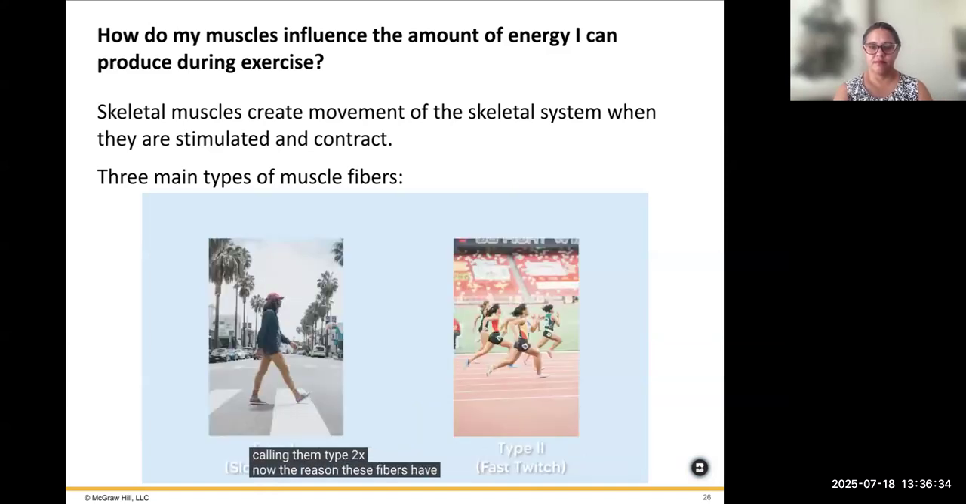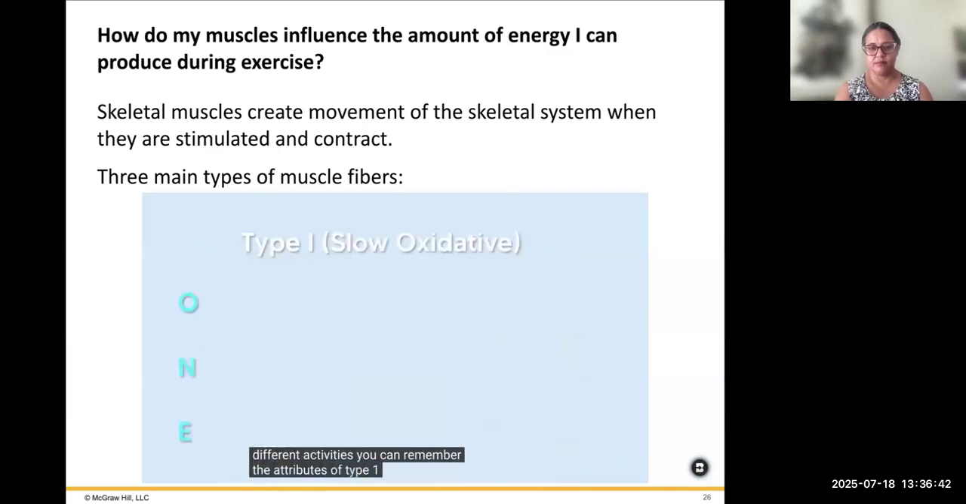Now, the reason these fibers have different names and classifications is because they each have different attributes and are specialized for different activities. You can remember the attributes of type 1 fibers by using the acronym ONE. O-N-E. The O here stands for oxidative because these fibers use oxygen to create ADP, which is a slow process. So type 1 fibers are sometimes referred to as slow oxidative.